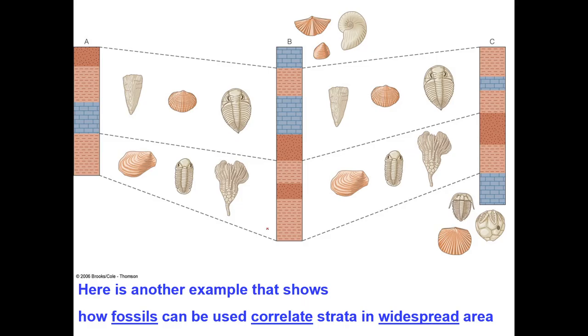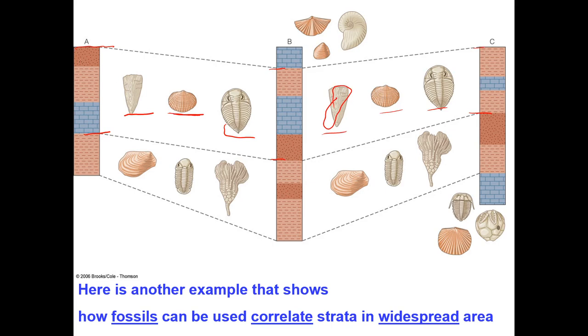That's called correlation. So here's another example that shows how fossils can be used to correlate strata over a widespread area. We might have outcrops A, B, and C, and between all of them we find the same fossils, right? We find what looks like a bivalve, a trilobite. This is probably some kind of rugose coral. We find this in all these rocks.